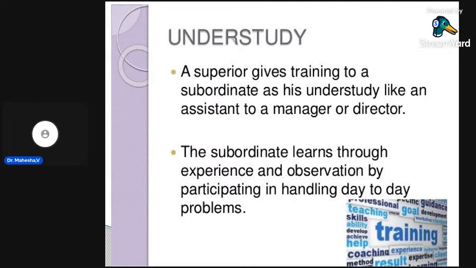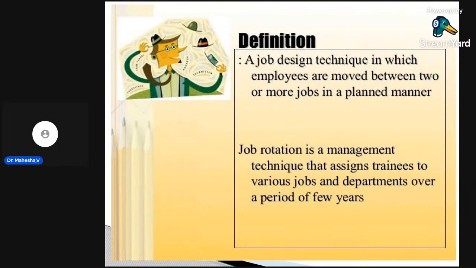You might have seen that soon after completion of the BCom, most BCom graduates go to work under auditors. They learn through the experience of the auditors, and they make observations by participating in handling the day-to-day problems of the organization that they are auditing. That example we may give. That's also an on-the-job training program.